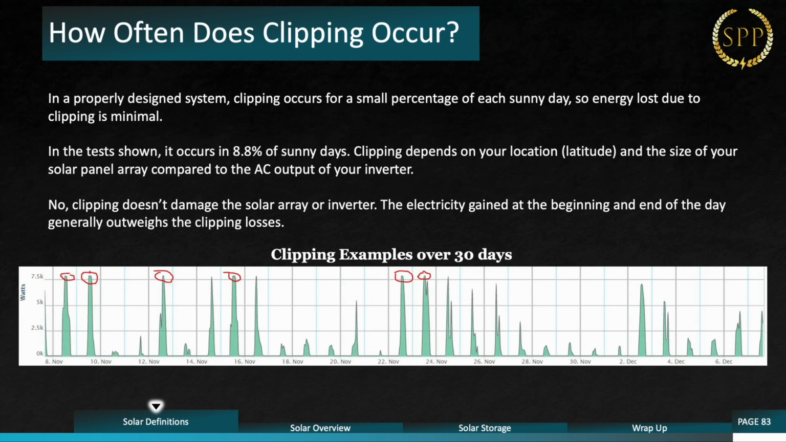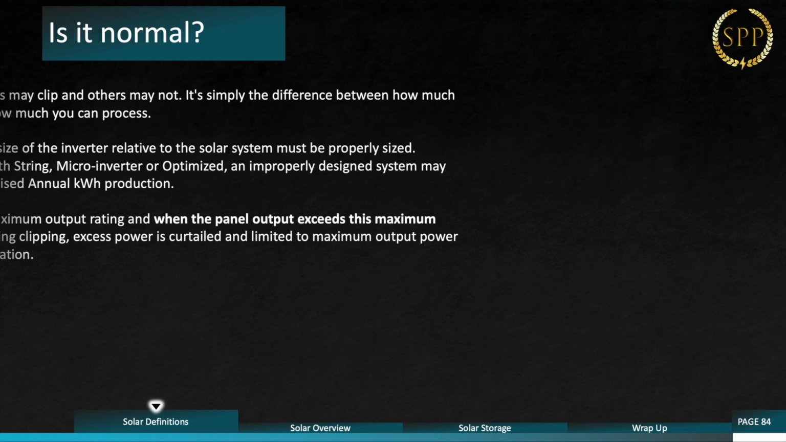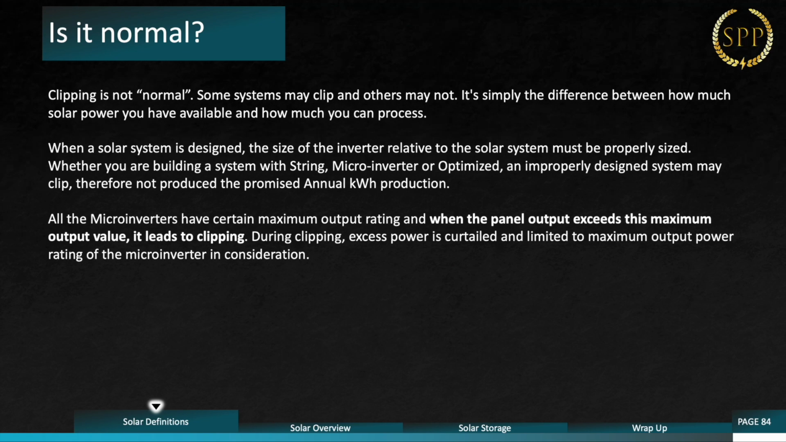So here's an example of some clipping over 30 days. There wasn't much of it, but there was some. Now, is it normal? Nope. It is not normal. Some systems may clip and others may not. It's simply a difference between how much solar power you have available and how much you can process. The size of the inverter relative to the solar system must be properly sized.